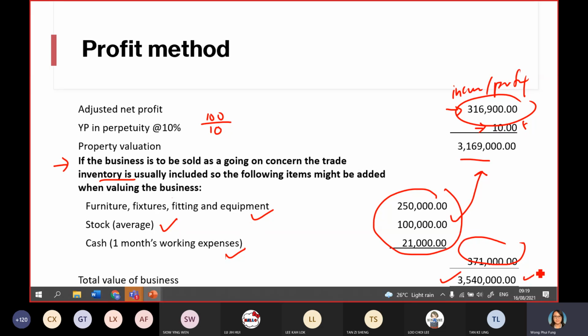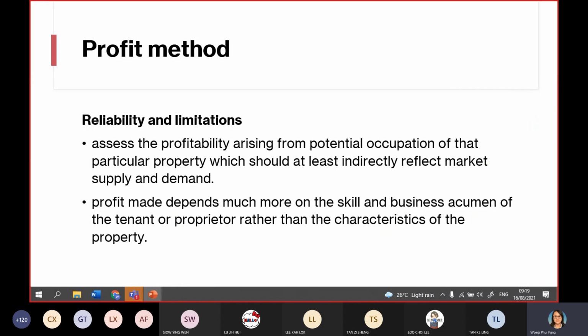Okay, so that will be your value of this business when you take over. All right. There are some limitations when you use the profit method, especially when you want to take over this hotel. First one, assess the profitability arising from the potential occupation of that particular property, which should at least indirectly reflect the market supply and demand, which means that it depends on timing.